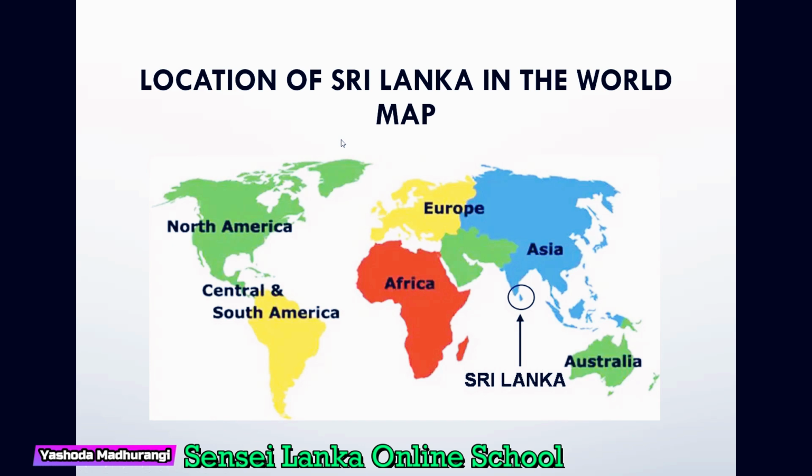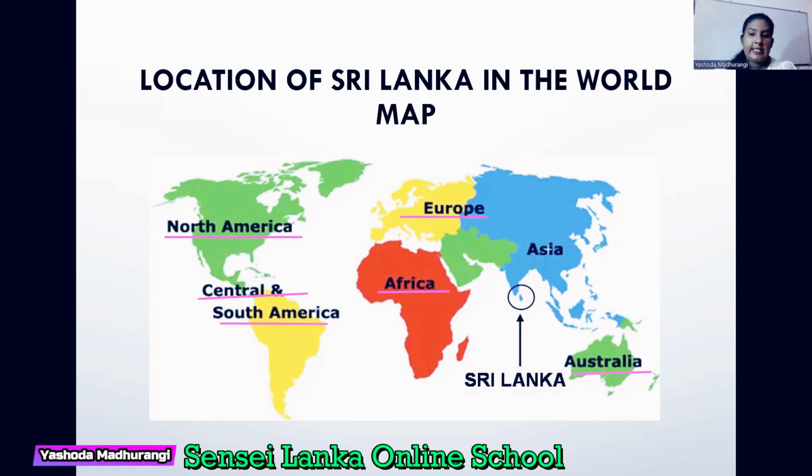This is a world map. In this world map, you can see the continents in the world in different colors. Shall we recall our knowledge? This is North America. Look at my screen. Continent of North America. Then this is South America. Continent of South America. Continent of Europe. Continent of Africa. Continent of Australia, the smallest one. And then the continent of Asia.